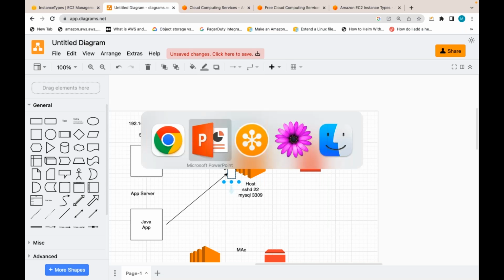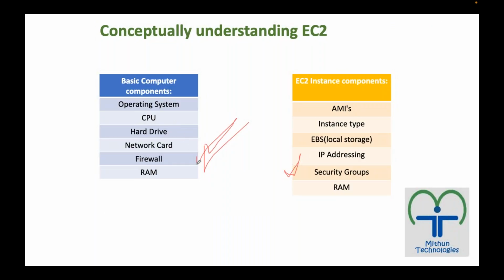So in a normal computer, we call that a firewall. In AWS, the same concept, we call it a security group. So while creating an EC2 instance, you can assign or map some security group with that EC2 instance.